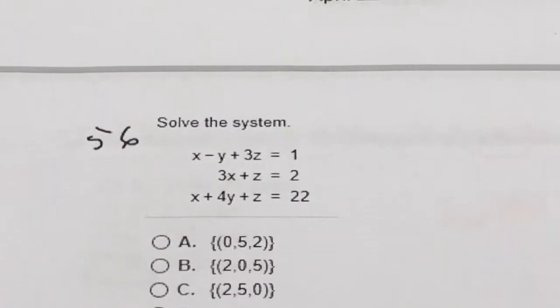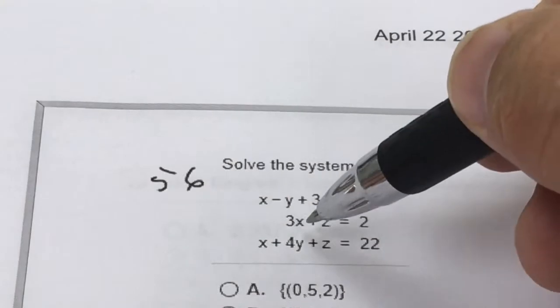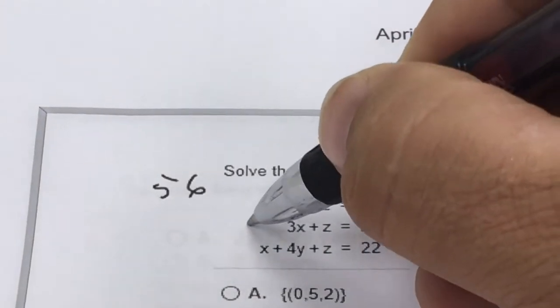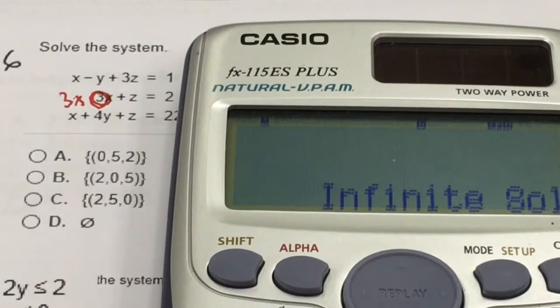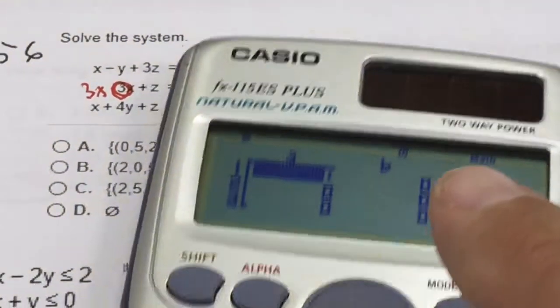56 is a big system. Notice they're trying to trick me here. I don't have a y term, so I actually want to move that 3x over to that spot and think of this as a 0y. This calculator key in is going to be mode 5-2. Mode 5-2. And notice I get this huge array. And we can handle it.